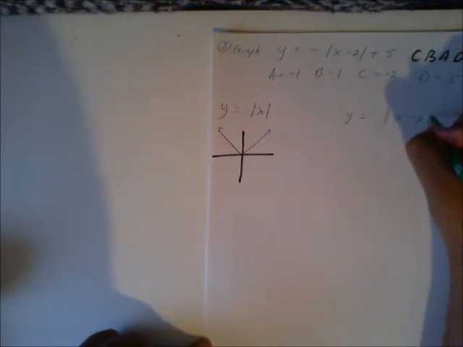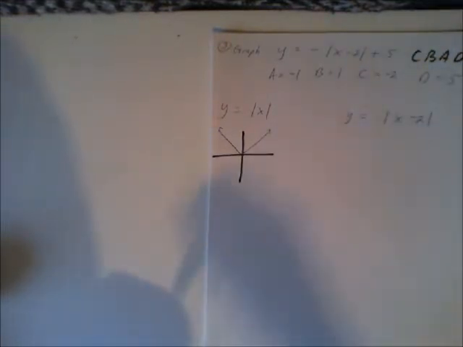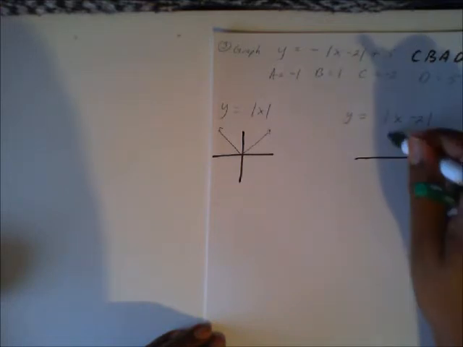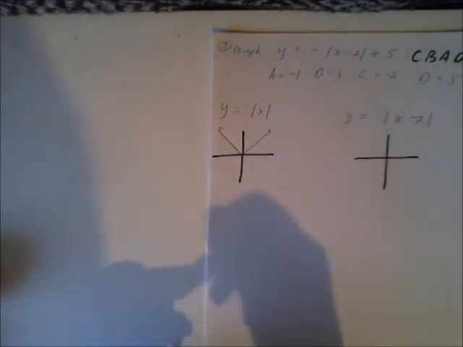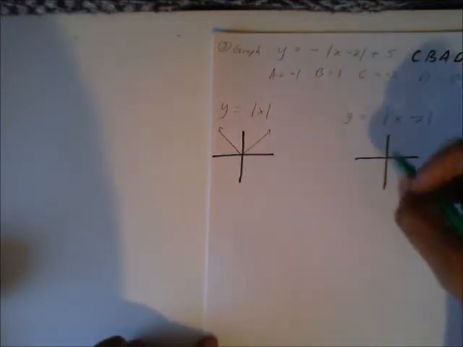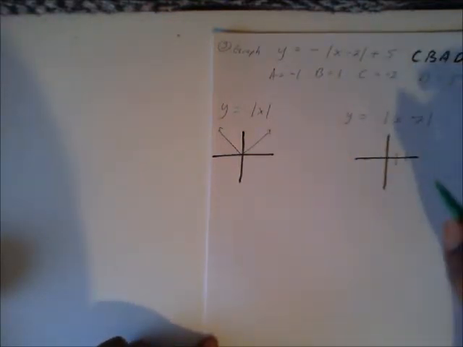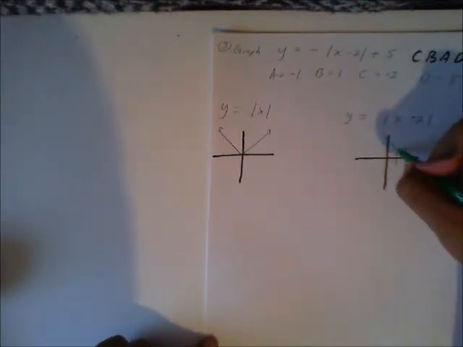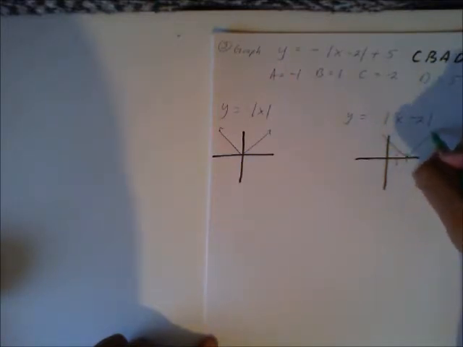So C parameter first, which is the -2. So this will be y equals the absolute value of x minus 2. Now, with the C parameter being -2, this will take our graph 2 times to the right. So 1, 2, 2 times to the right. And then we draw a vertex there.